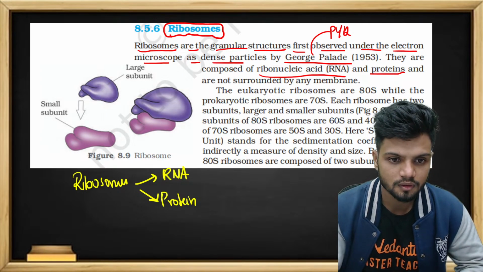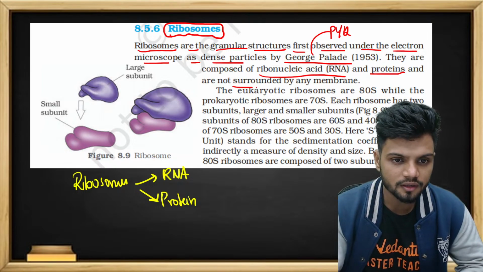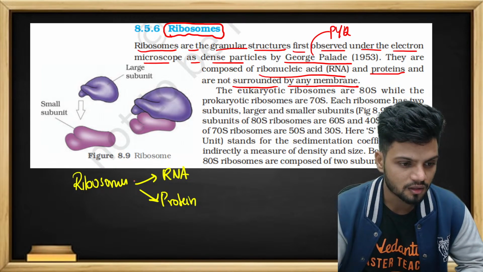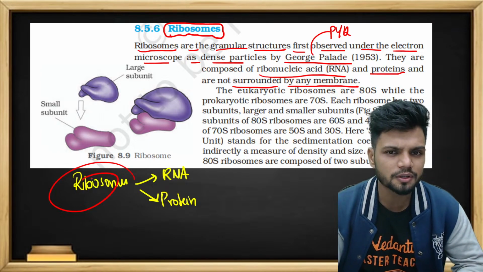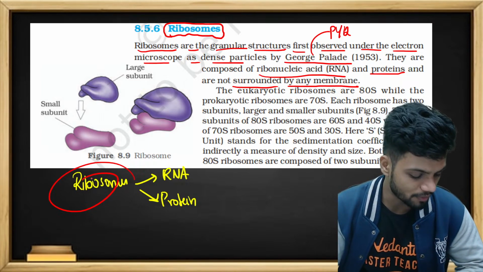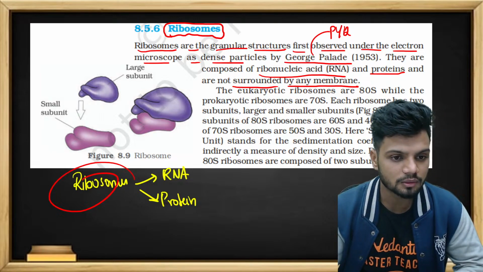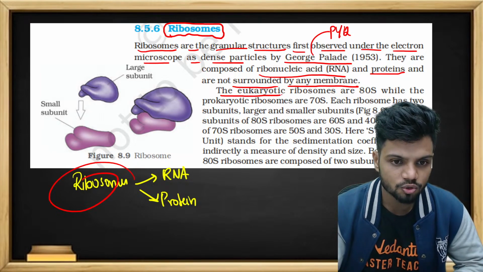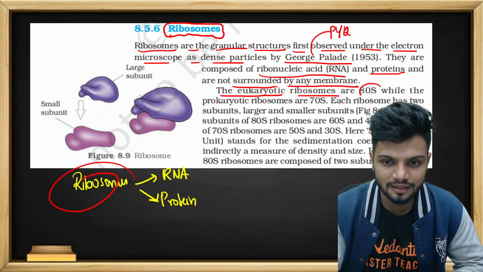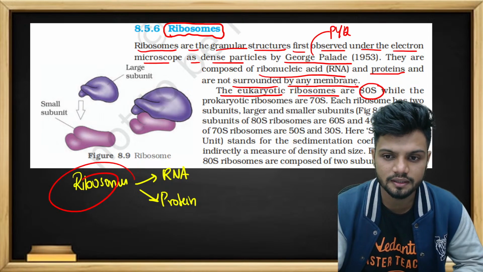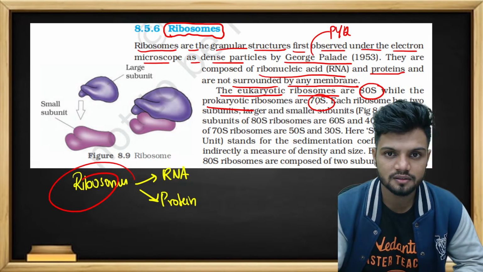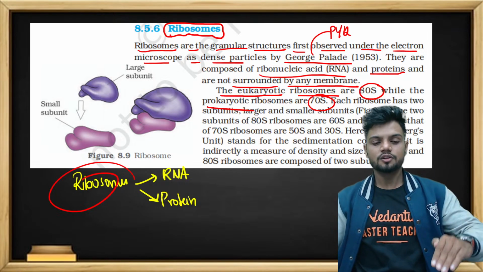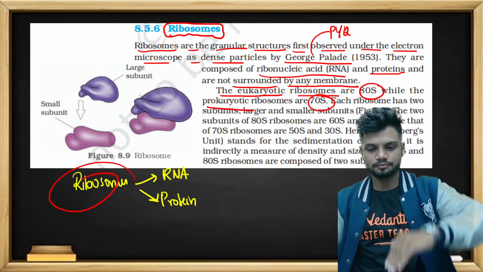And they are not surrounded by any membrane. Remember, ribosomes are found in both prokaryotes and eukaryotes, and in both, the ribosome is without a membrane. It is always without a membrane. The eukaryotic ribosomes are 80S, while prokaryotic ribosomes are 70S. So prokaryotic 70S, eukaryotic 80S ribosome.